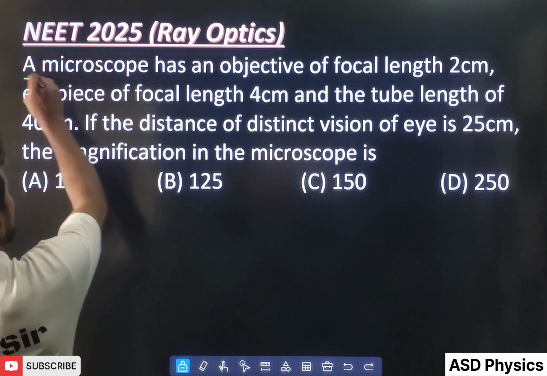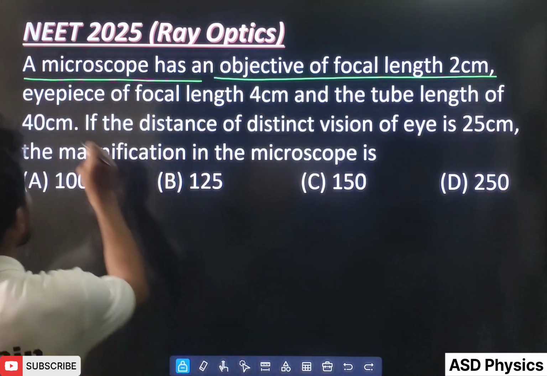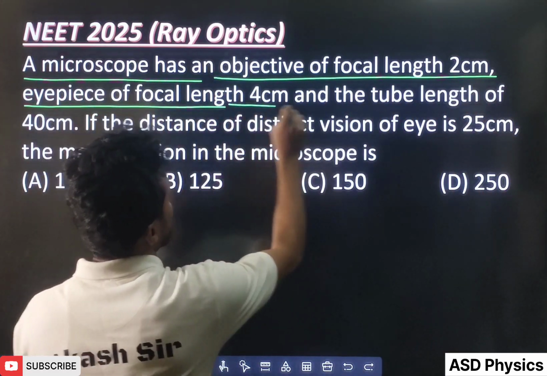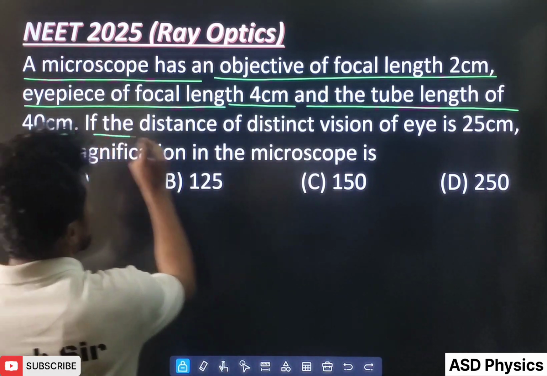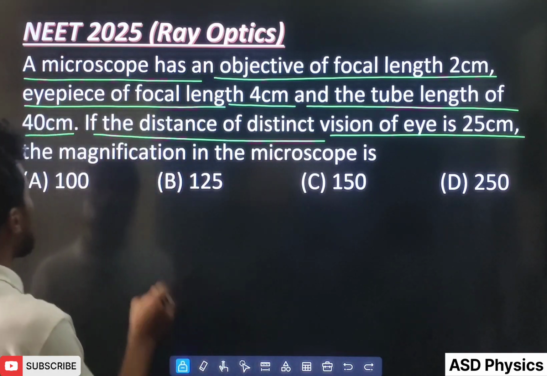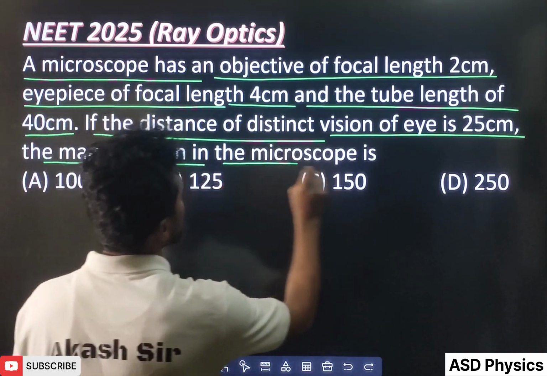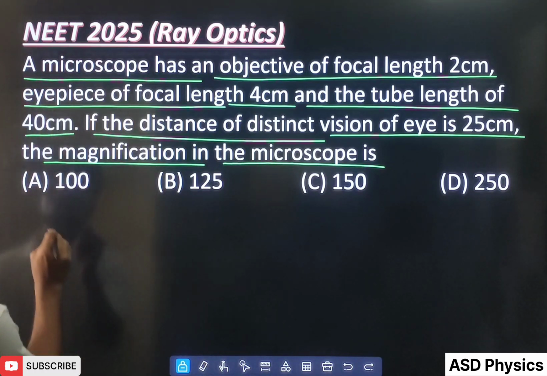So see here, a microscope has an objective of focal length 2 cm, eyepiece of focal length 4 cm and tube length of 40 cm. If the distance of distinct vision of the eye is 25 cm, what is the magnification of the microscope? Okay, so here they are talking about the compound microscope. First, let's note down the data here.